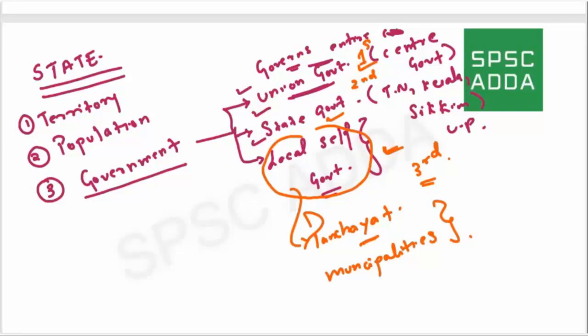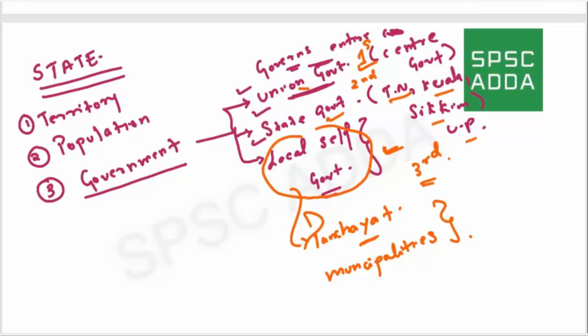Union government or central government, which governs the entire country. Number two, state government, which governs particular states of India. For example, the state governments of Tamil Nadu, Kerala, Sikkim, Uttar Pradesh. You can write any example of your choice.